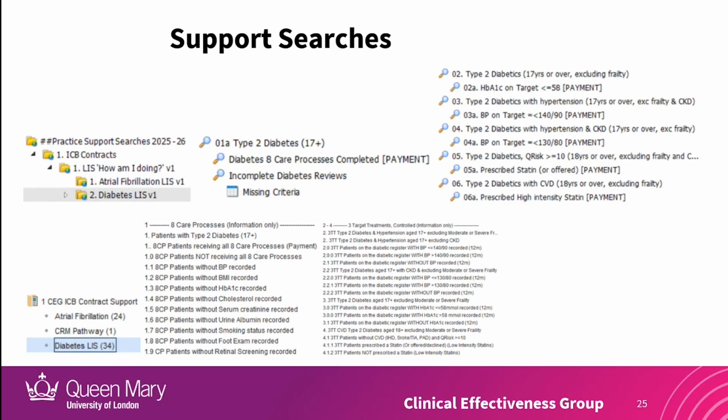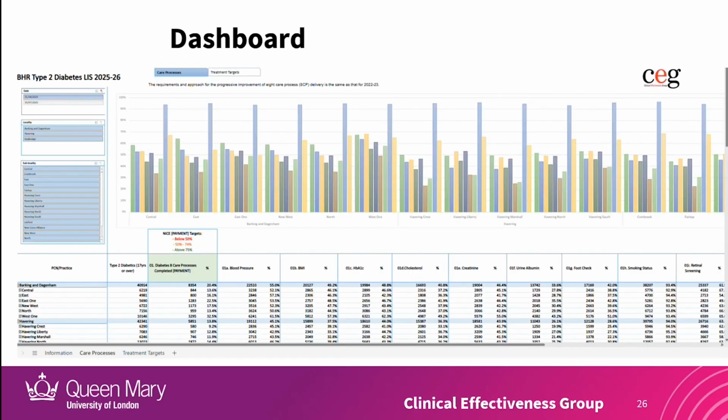Here you can see you've got your support searches. Again, you've got EMIS at the top and System 1 at the bottom. And then your dashboard. So this dashboard hasn't changed. It's been like this for a while. It does look at all 3 areas in the one dashboard, as Tracy mentioned. And then you can have a look across the top. You've got your care processes, or you've got your three treatment targets tabs, which you can select as well, and your own areas or PCNs.